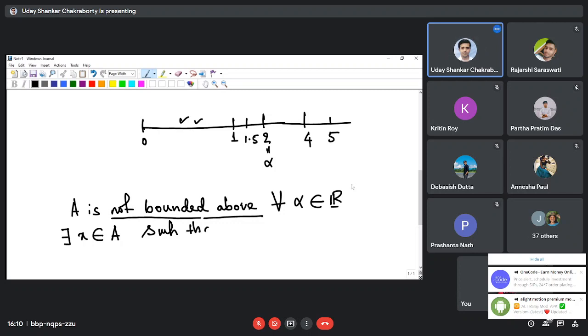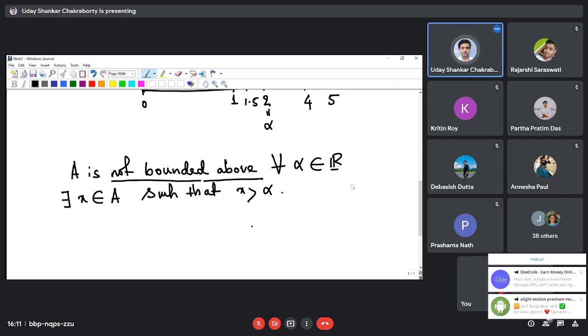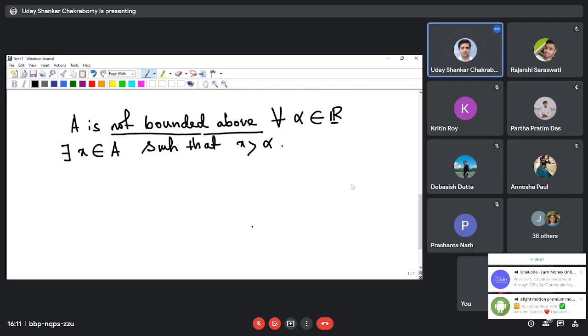Such that x is greater than alpha. So this is the definition. So this is actually the mathematical meaning of no such alpha exists. Whatever real number alpha you choose, I can always find some x inside my set which is greater than the alpha you have given me. So this alpha is not an upper bound. But which alpha? For every alpha this is true. So there is no upper bound. So this set is not bounded above.